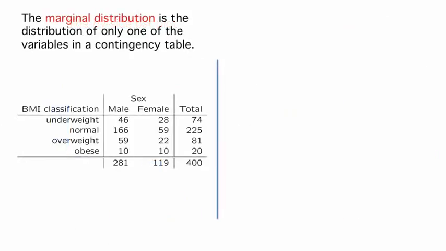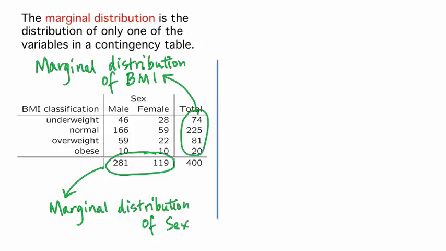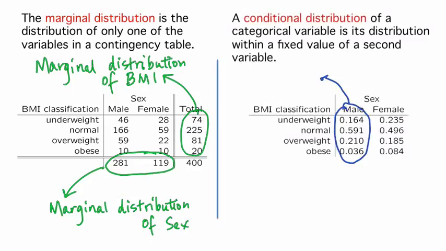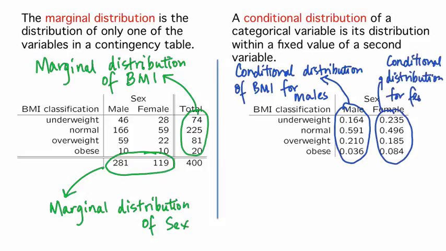The marginal distribution of a categorical variable can be thought of as the distribution of only one of the variables in a contingency table. We can see it in the margins of the table by taking the row or column totals. To understand whether the BMI classification is the same for both sexes, we need the distribution of BMI classification separately for each sex. This is known as a conditional distribution. Given that a skeleton is male, the conditional distribution is the distribution of BMI classification just for males. And similarly, we can look at the conditional distribution of BMI classification for females.